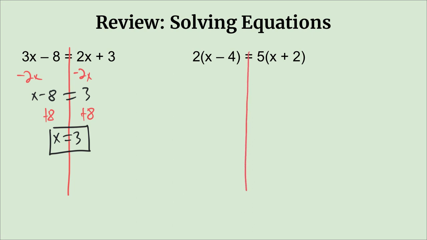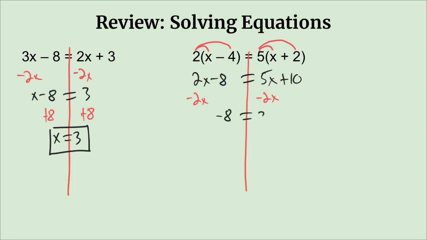For the second one, we're going to distribute the 2 out to the x and to the negative 4, distribute the 5 to the x and the 2, so we get 2x minus 8 equals 5x plus 10. Subtract 2x from both sides, we get negative 8 equals 3x plus 10. Subtract 10 from both sides, negative 18 equals 3x, and then divide both sides by 3, get x equals negative 6.